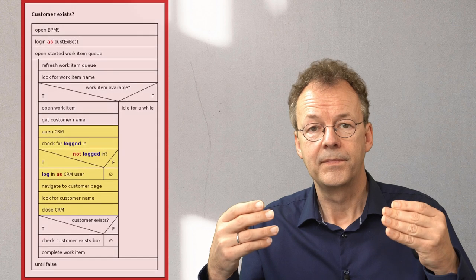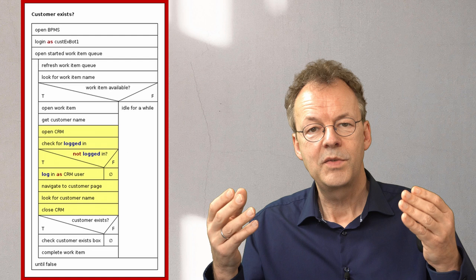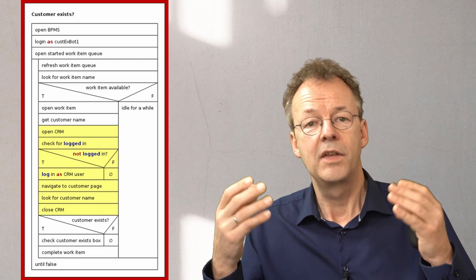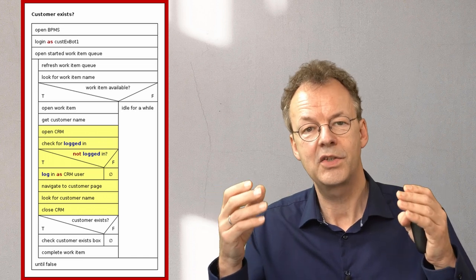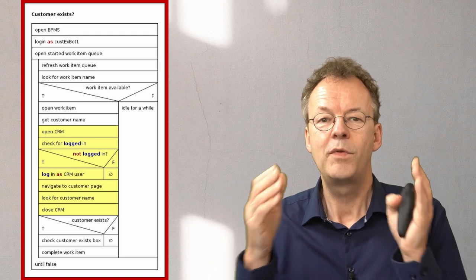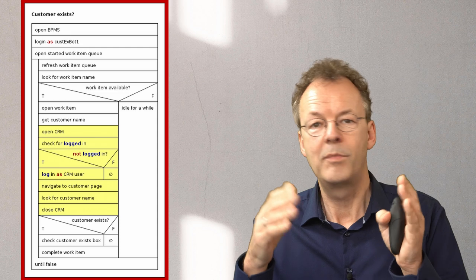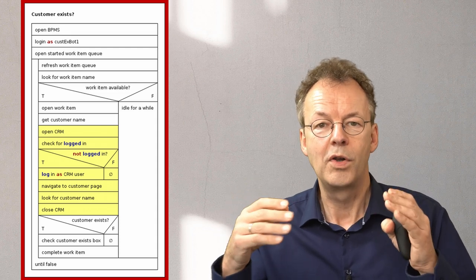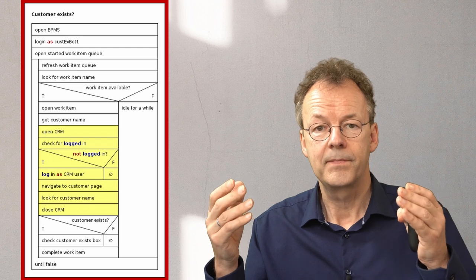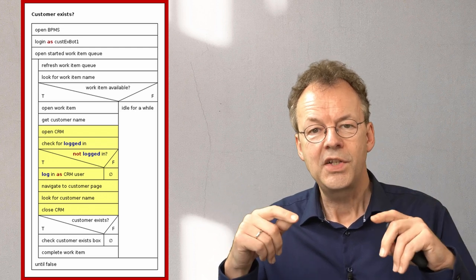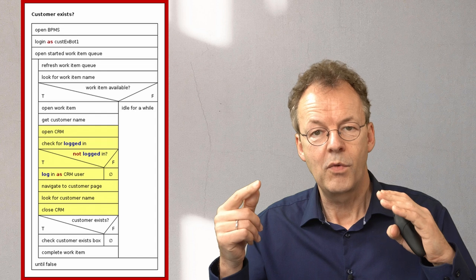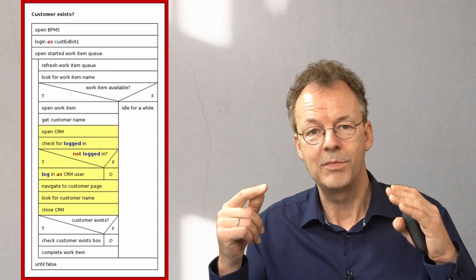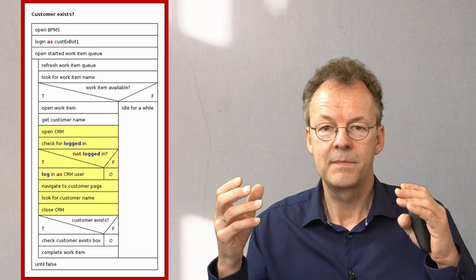At a more detailed level, the RPA script looks like this. We open the business process management system and log in as the customer exists bot 1 here, for example. So the idea is that the customer exists bot is a role, and then that we have several individual bots numbered 1, 2, 3, 4, 5 to allow for load balancing and fault tolerance. Then we open the started queue of the business process management system. We refresh the work queue and then we look for the work item name. In this case, customer exists.